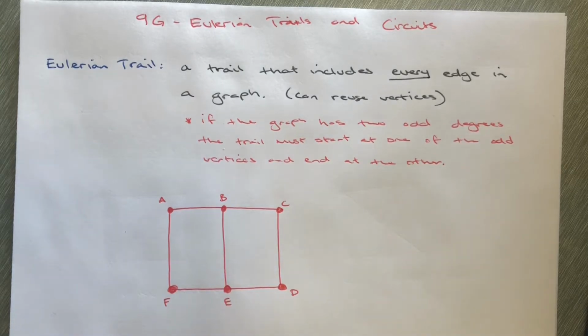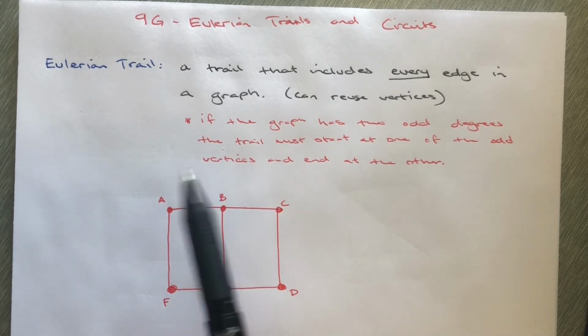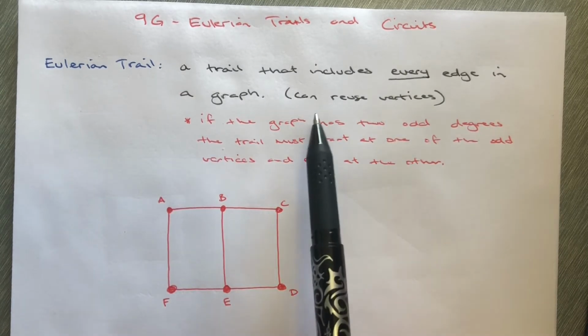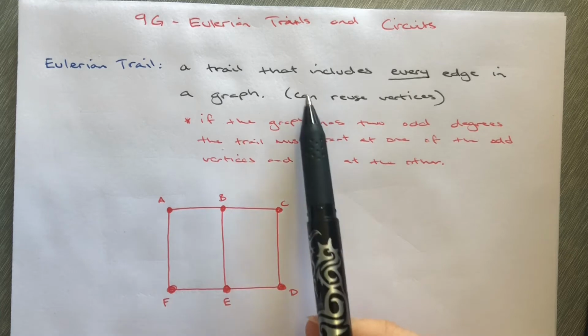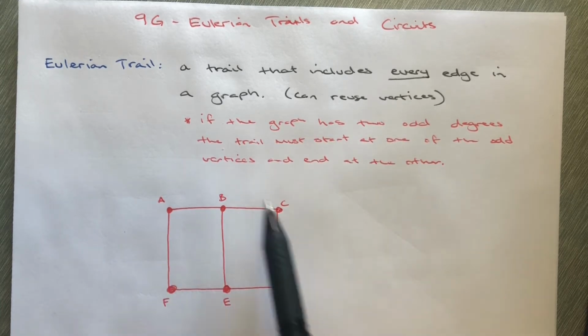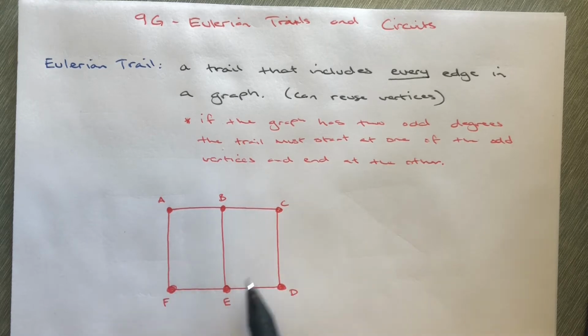Hey guys, we're up to 9G, which is Eulerian trails and circuits. So we've looked at trails and circuits in the previous lesson, but these Eulerian ones are a little bit special. So it explains what they are just here. A Eulerian trail is a trail that includes every edge in a graph, and because it's a trail, we can reuse vertices. So we're going to see if we can find a Eulerian trail out of this network or this graph here.